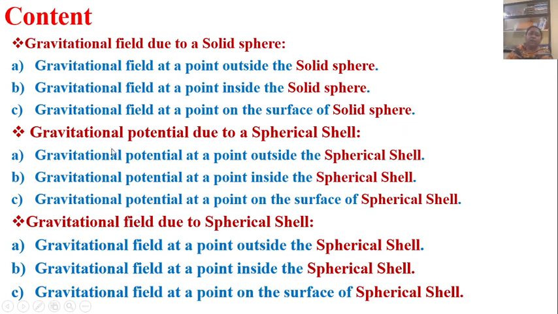Also we have determined gravitational potential due to a spherical shell. Having gravitational potential at a point outside the spherical shell and also gravitational potential at a point inside the spherical shell and gravitational potential at a point on the surface of spherical shell. Also we see here gravitational field due to spherical shell. Having gravitational field at a point outside the spherical shell and gravitational field at a point inside the spherical shell and gravitational field at a point on the surface of spherical shell.